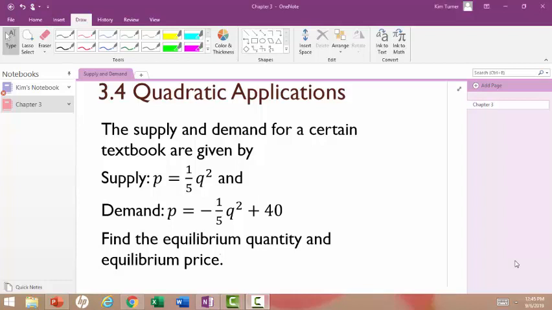In this problem, I'm going to solve for the equilibrium quantity and equilibrium price. You'll notice that the supply and demand for a certain textbook are given by P equals 1/5 Q squared and P equals -1/5 Q squared plus 40. To find the equilibrium quantity and price, set the supply equal to the demand.